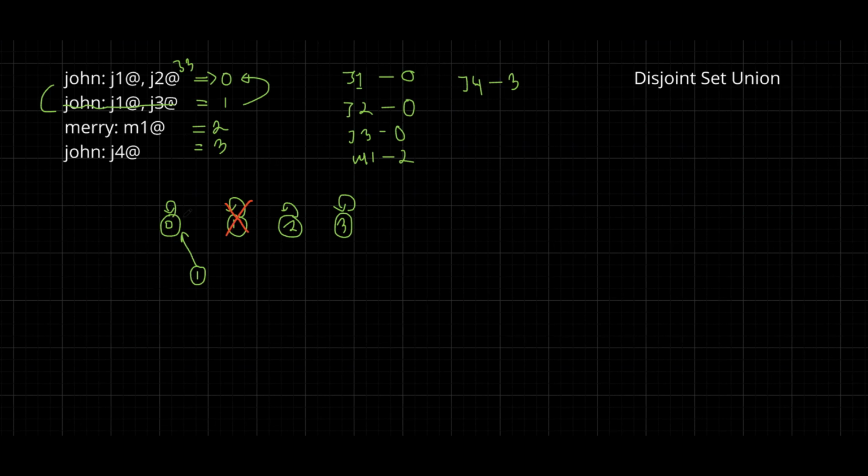Now, what is the next step? The next step is we have to take another dictionary. So here at group 0, we have found J1, J2, and J3. At group 2, we have found M1. At group 3, we have found J4. So far, so good.